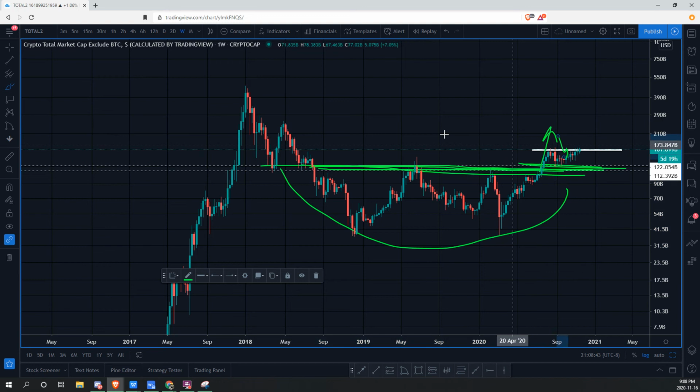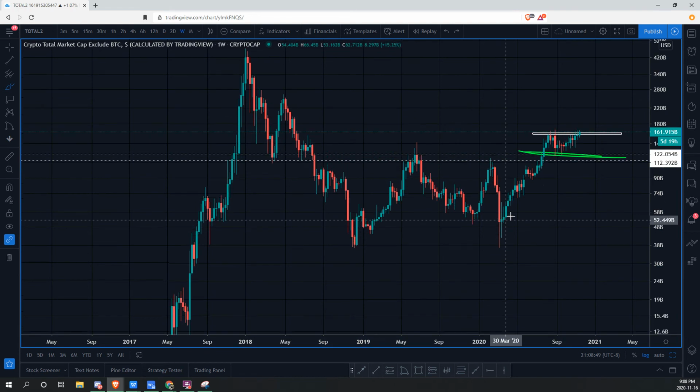This is a pullback, validating the previous resistance as a new level of support, and we're still assuming that the altcoin market will rise. We're just looking at the BTC dominance, the cryptocurrency market excluding Bitcoin as well as Bitcoin, and just some of the major alts that we're going to be looking at to have a good understanding of where the money is flowing.